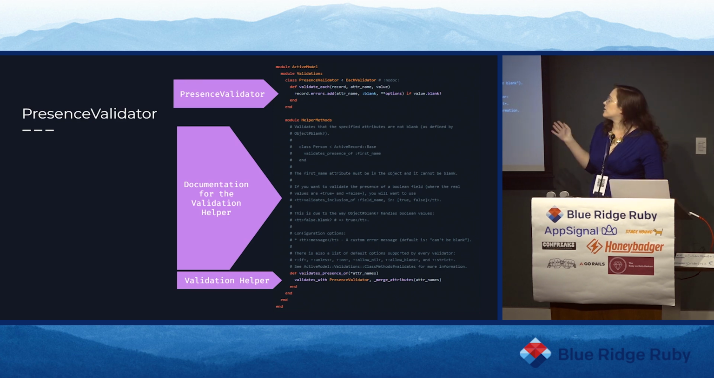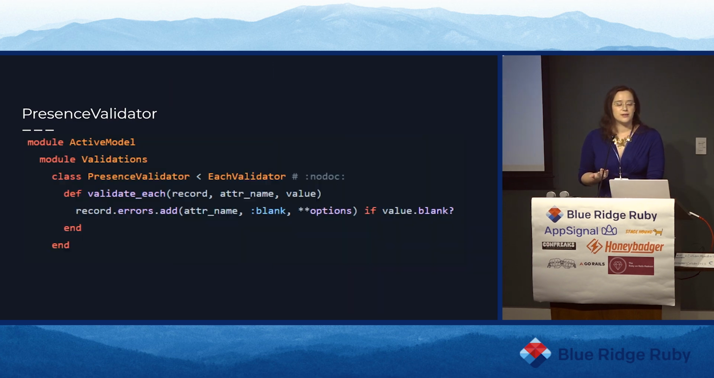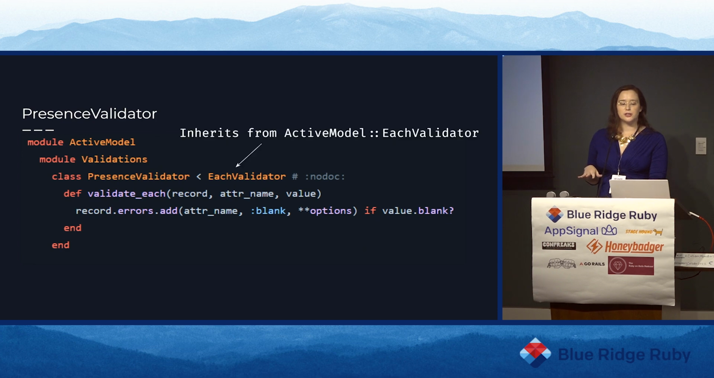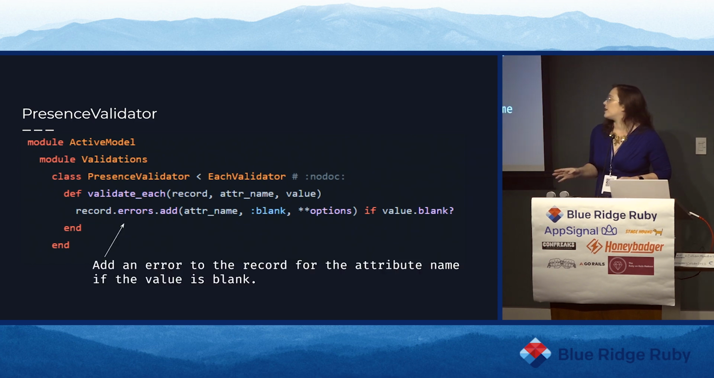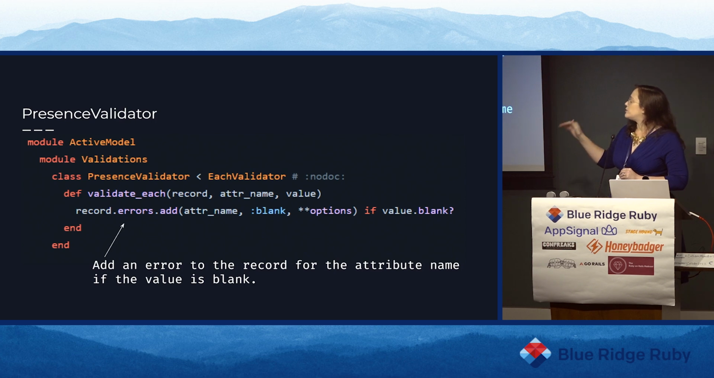We can take a closer look at this presence validator to really understand how these validations are added within Rails. So we're going to start by inheriting from active model each validator. Every single validator that's part of the standard library is going to inherit from this exact same class. The next thing we're going to do is implement a method called validate each that's going to accept the record, the attribute name, and the attribute value. When we implement that method, what we're going to do is add an error to the record for the attribute name if the value is blank.